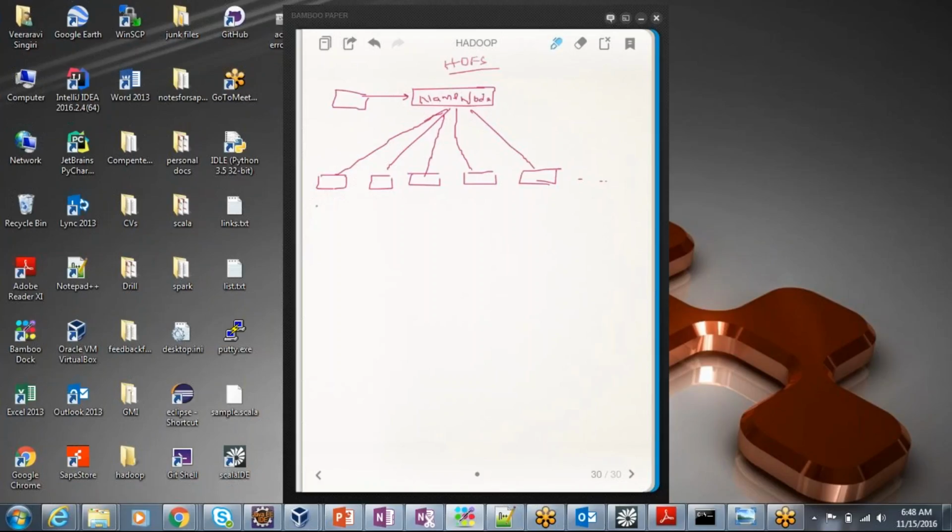Slaves are called data nodes. Here also, when you connect multiple computers in the network, they follow a specific layer that will be formed on top of all these computers. All these computers are connected, and this layer is nothing but HDFS.